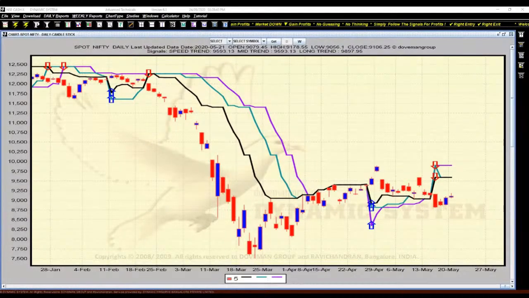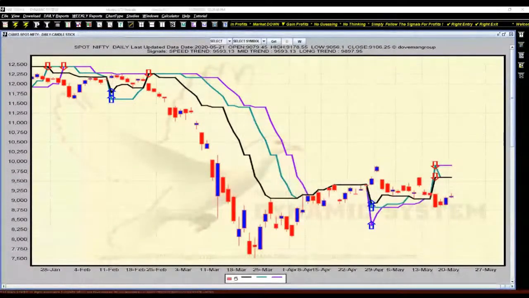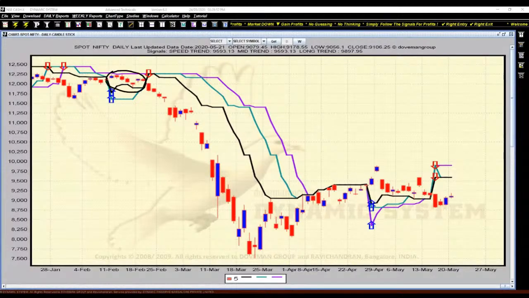Whenever the price is trading clearly below all three lines, it means it is in a clear downtrend. Whenever it trades above all three lines, it means it is in a clear uptrend. As of now, you can see here it is in a clear downtrend. But any which way, there are times when the price trades between the three trends.